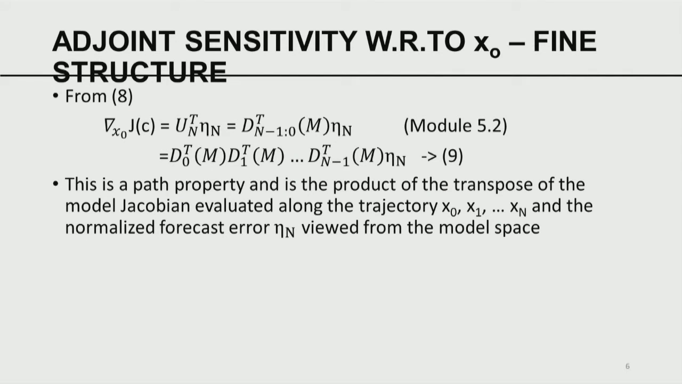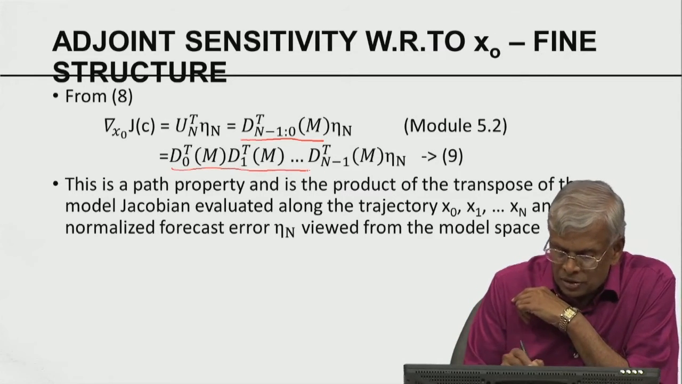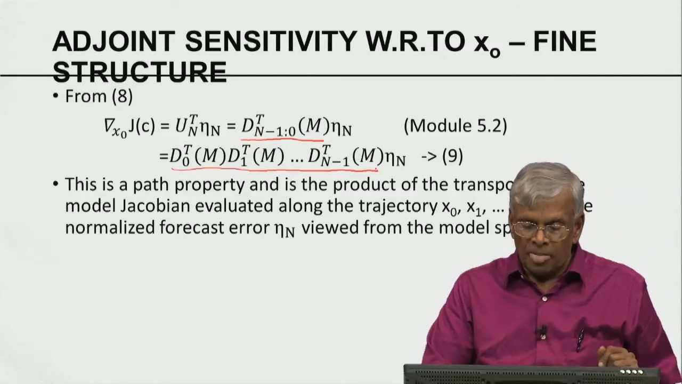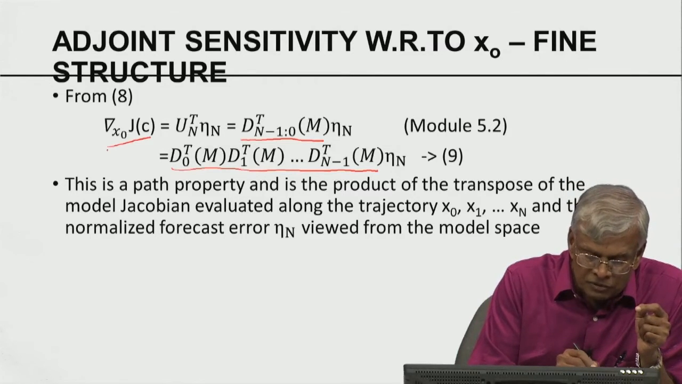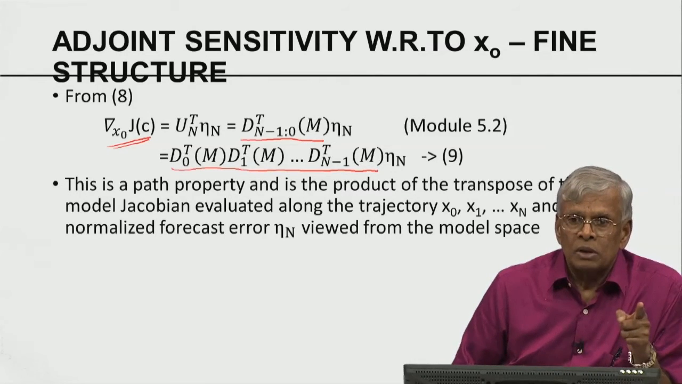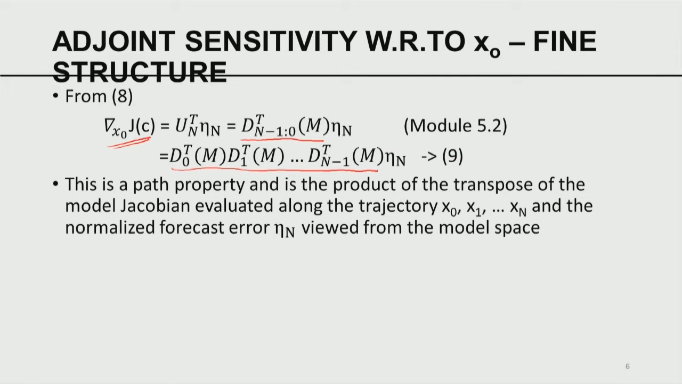Now please remember that from 8 we already know that UN transpose is simply the product of the Jacobians along the trajectory. Eta n is the forecast error at time n. We already know the transpose of the product is the product of the transposes taken in the reverse order. So this is the transpose of the products. Eta n is the forecast error. Now you can see the adjoint sensitivity with respect to the initial condition is a path property. Why is it a path property?